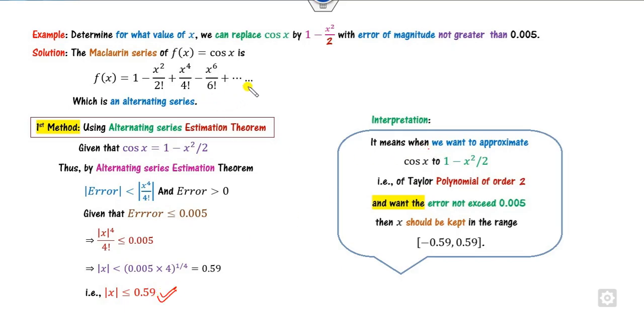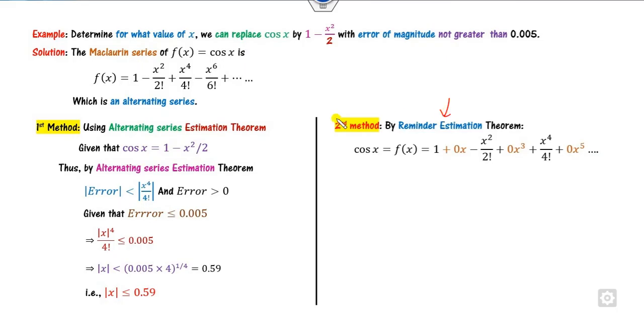It means when you want to approximate cos of x with this approximation, that is a Taylor polynomial of order 2, and we want the error not to be greater than this, then our target is that x should lie in between this domain.